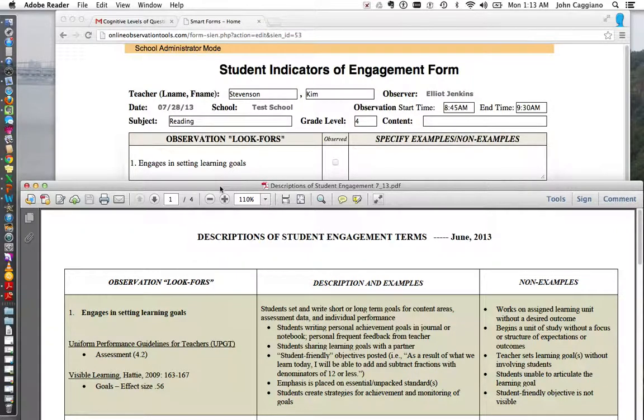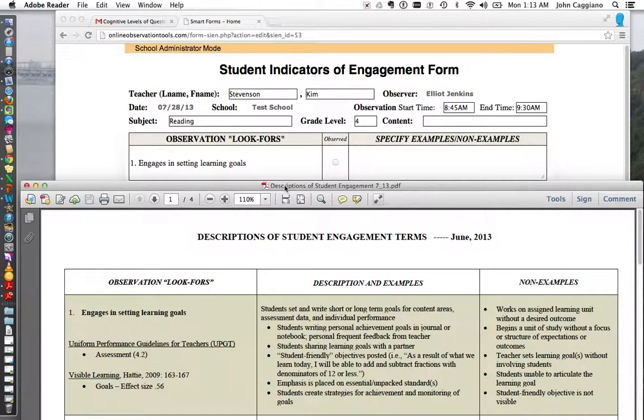The other thing you'll see for the state of Virginia is that these are correlated with the revised teacher evaluation system, the Uniform Performance Guidelines for Teachers. Engages in setting learning goals is aligned with assessment standard 4.2, and you can also find where this look-for is in Dr. Hattie's work and the Visible Learning book that I just cited, on pages 163 to 167.